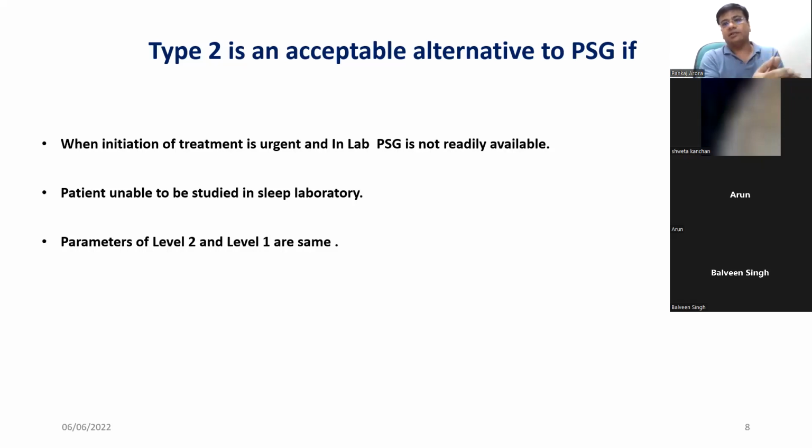For example, in hospitals, the patient is admitted into the ward or in the ICU where he cannot come to the sleep lab. We can do the level 2 study with the same sensors as level 1 and take this level 2 study to the patient and do the study.